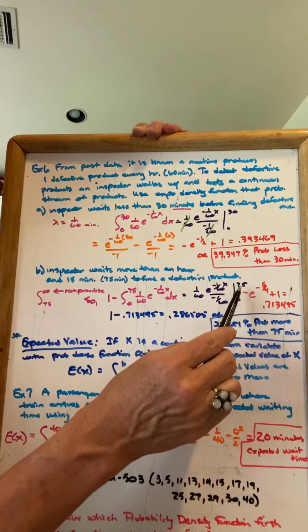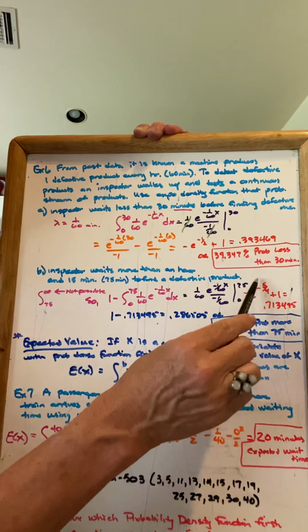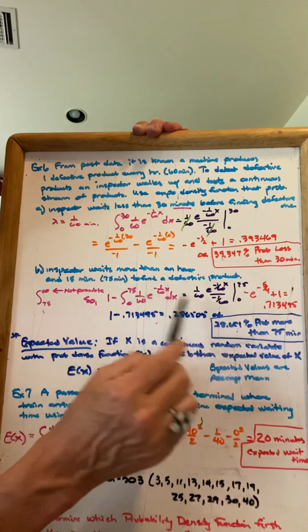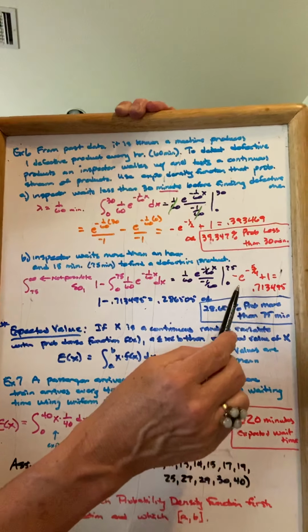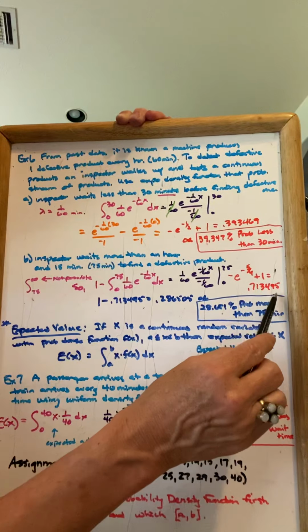I place in my numbers, 75 into there. 75 over 60 becomes 5/4, and the e to the 0 again was going to become 1. I had to do some fast math. I'm losing space on my board here. And I get 0.713495.